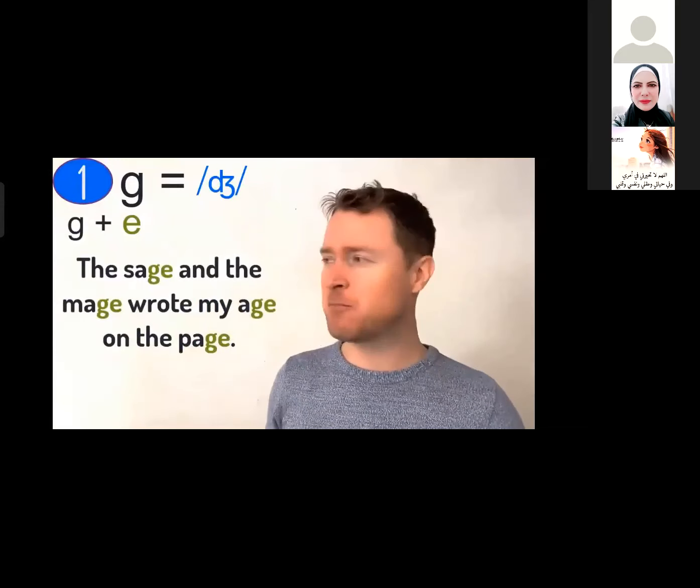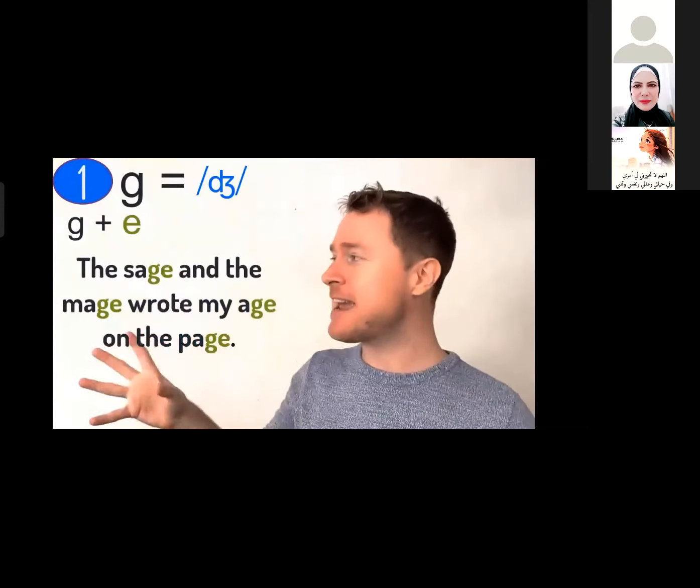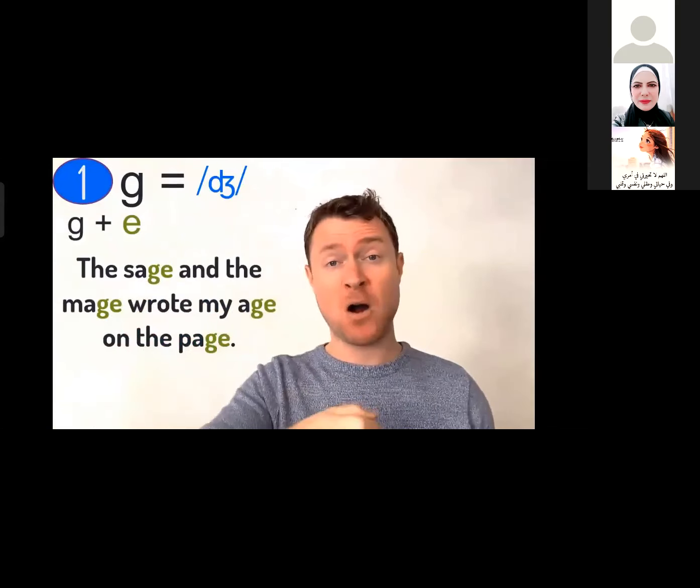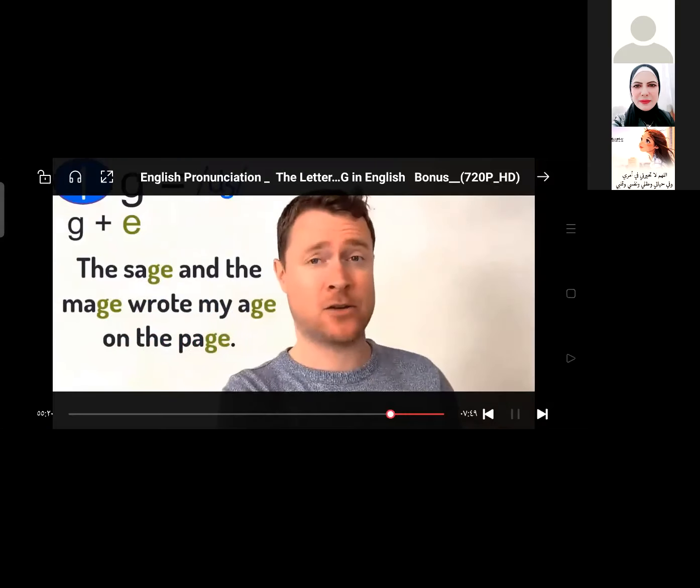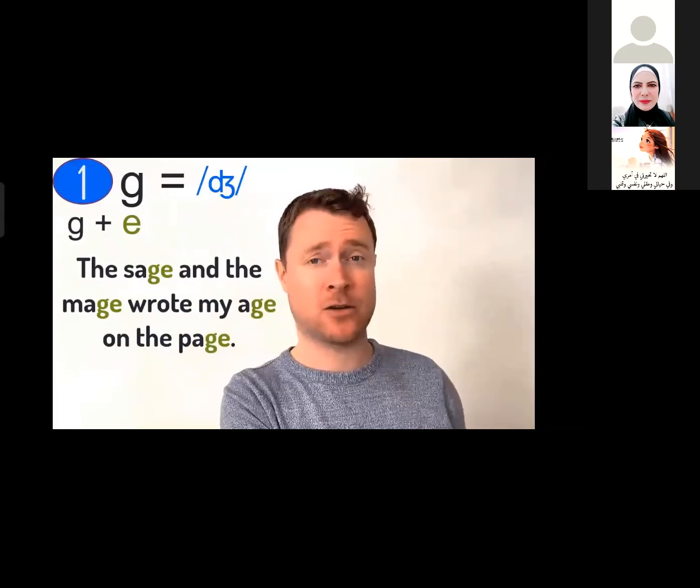The sage and the mage, both of them magical things, the sage and the mage wrote my age on the page. Who can practice this sentence? I want one of you to practice it. Yes, Tahar? The sage and the mage wrote my age on the page. Wonderful. Another one? Yes, Rehan? The sage and the mage wrote my age on the page. That's great, thank you.